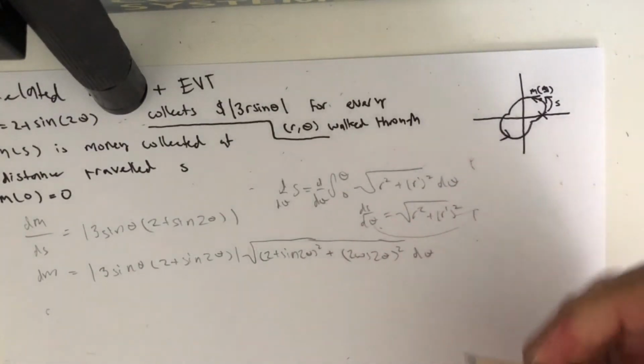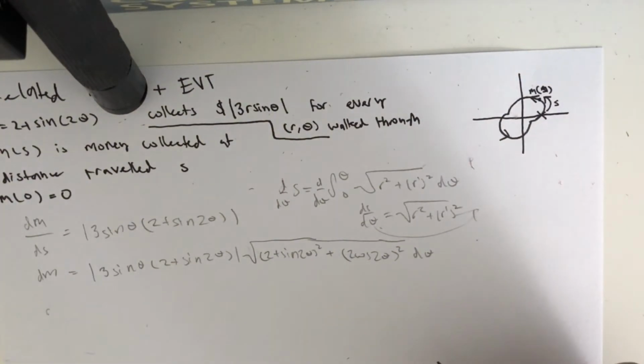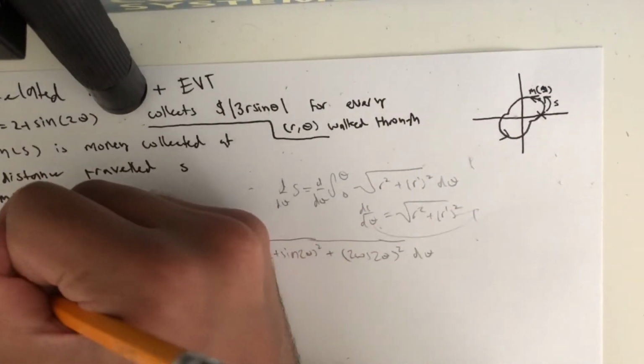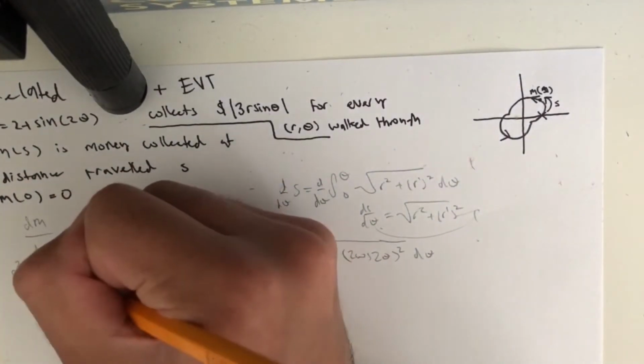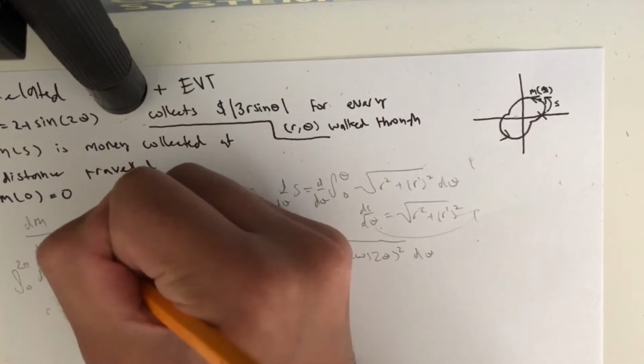Next, we need to find what interval we're going to integrate on, and because it said how much money he makes in one loop, he makes a loop from 0 to 2 pi. So we can integrate both sides, 0 to 2 pi.